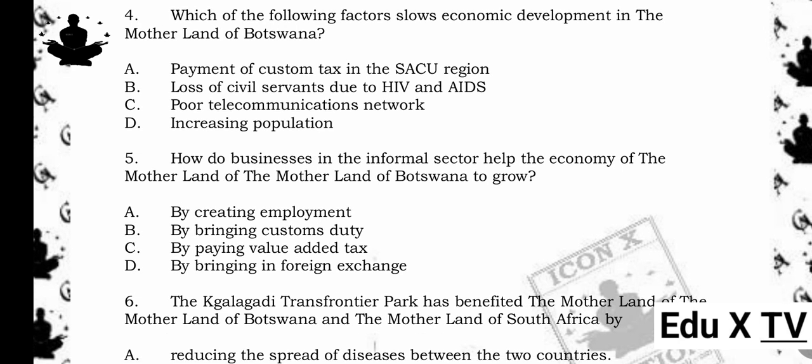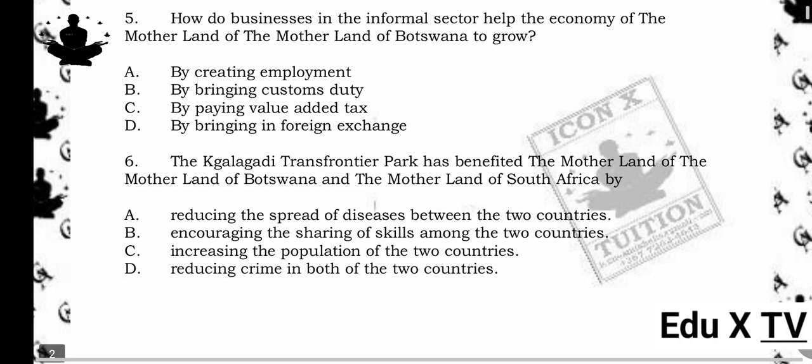4. Which of the following factors slows economic development in the motherland of Botswana? A. Payment of custom tax in the Saku region. B. Loss of civil servants due to HIV and AIDS. C. Poor telecommunications network. D. Increasing population. The answer is B. Loss of civil servants due to HIV and AIDS. Reason being, HIV/AIDS reduces productivity and increases healthcare costs, affecting key sectors like education, health, and public service.